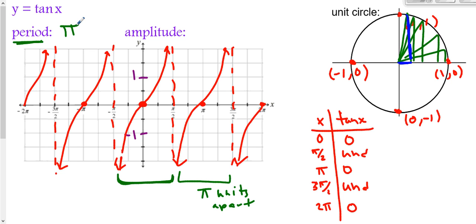And what is the amplitude? So what is the distance from the middle to the top? There is no top. It keeps going up toward infinity. So we say the amplitude is undefined. Okay. Now, what I want us to do is practice graphing each of these again.